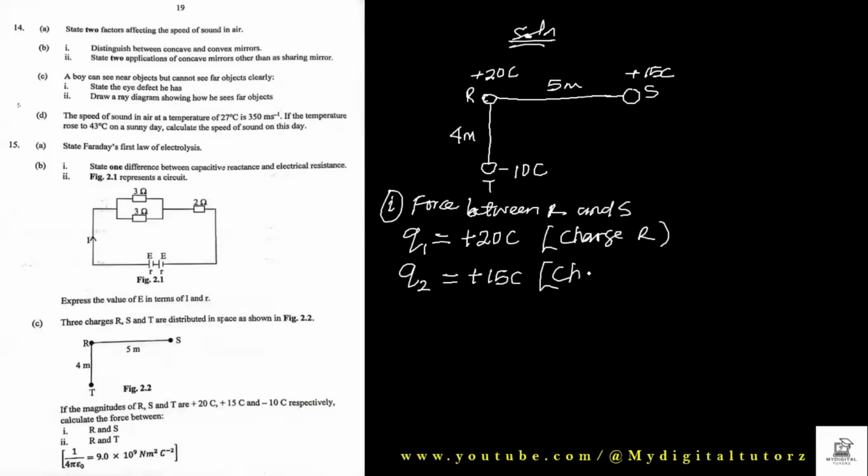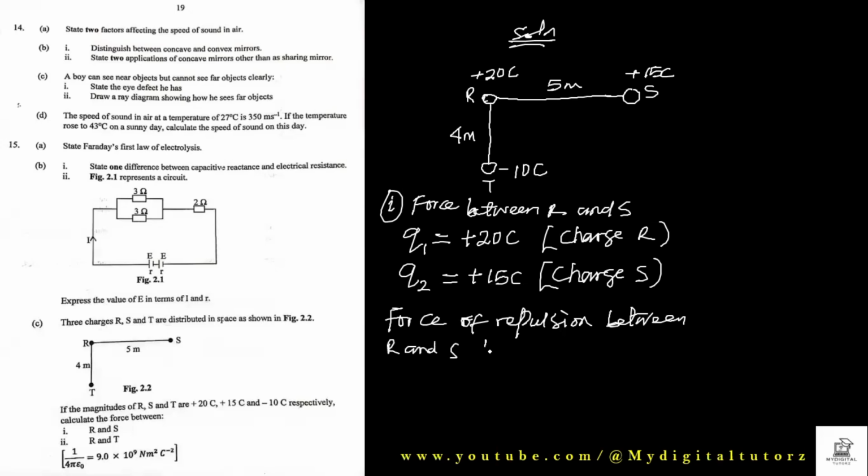So here is charge S. So ask yourself, is it going to be repulsion or attraction? Since they have the same sign, positive, they will repel each other. So here, the force of repulsion between charge R and S, let it be F1, or FR, as the case may be.